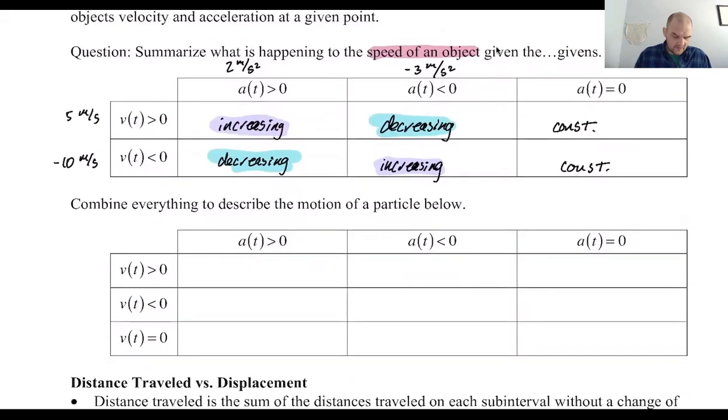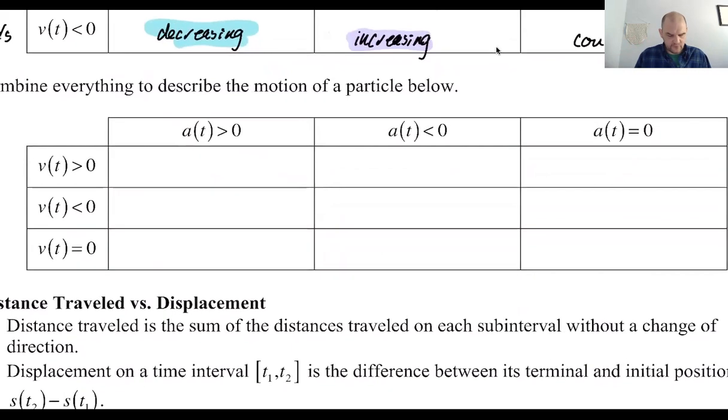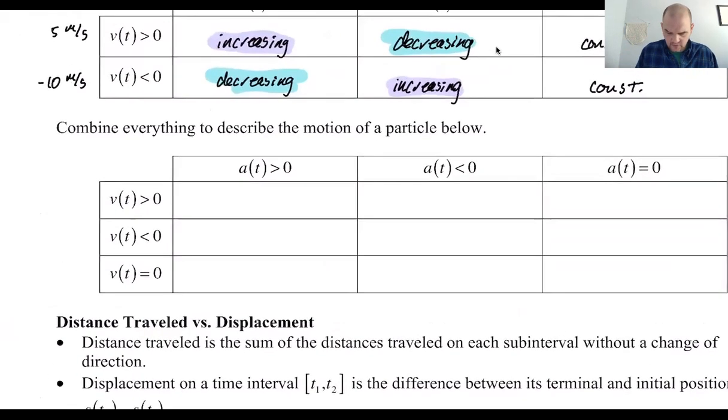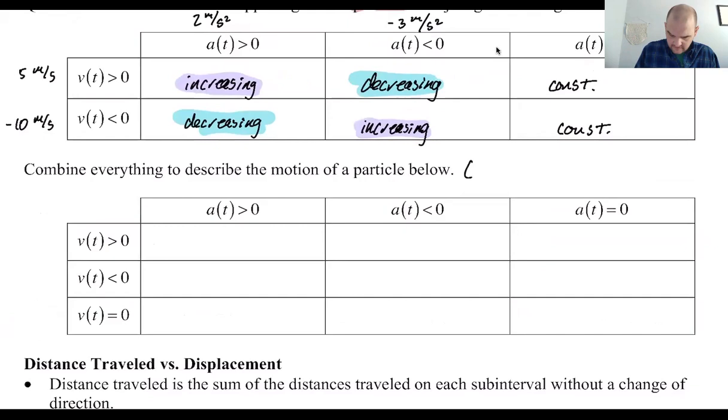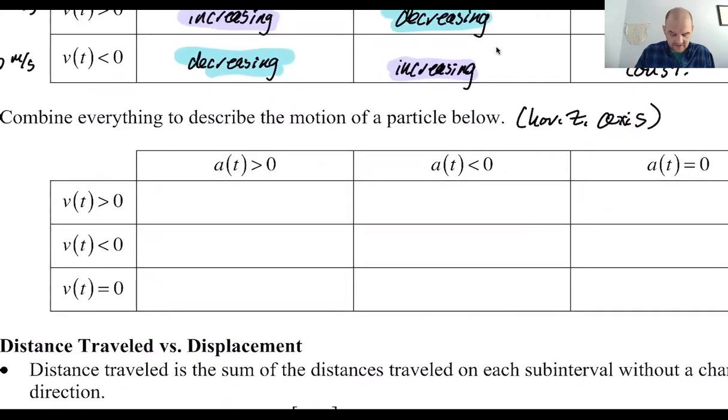All right, now what we want to do here is kind of combine this to describe motion. So for example, let's assume that we're moving on a horizontal axis, which I would say is probably the most common. If you're moving vertically, then every time I say right, change it to up. Every time I say left, change it to down. And that'll deal with the vertical axis. So if v of t is positive, we don't care what a of t is. If v of t is positive, you are moving right.